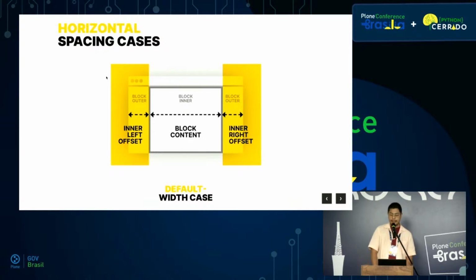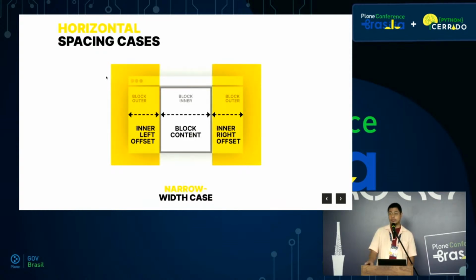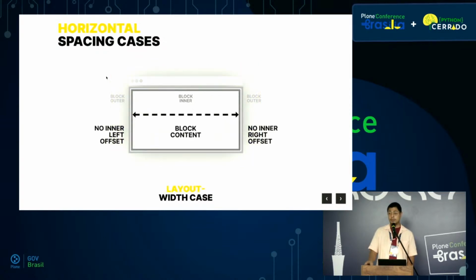But what happens if, as I was saying, we have a default width, but now how does this work when I have a narrow width, for example, for paragraphs? It's just as simple as increasing how much offset we want. But then let's go back to the example. What happens if I have an image, if I have a slider block that I do want to go from edge to edge, right? Well, we just set the offsets to 0.